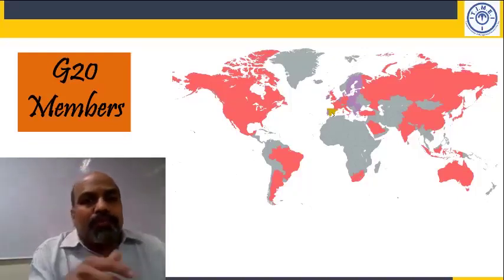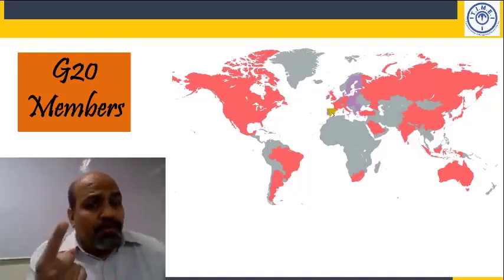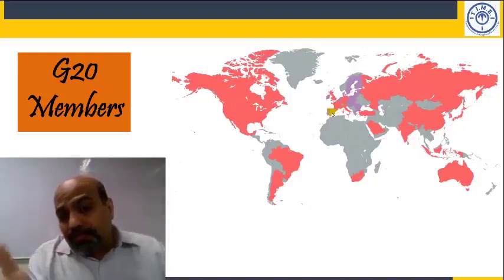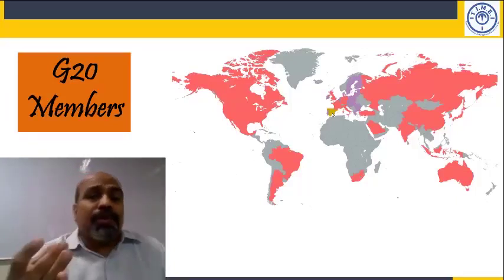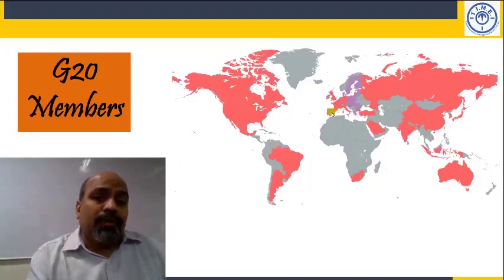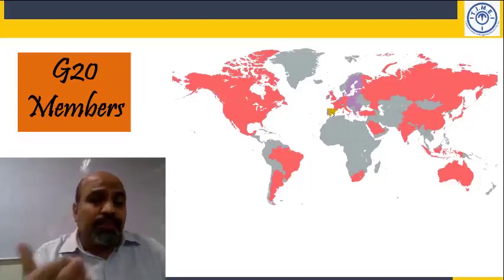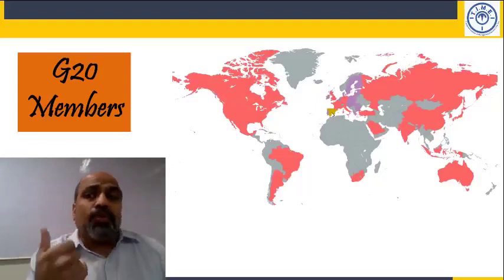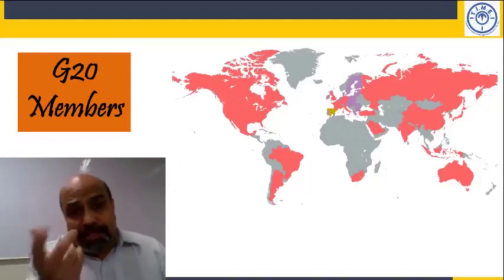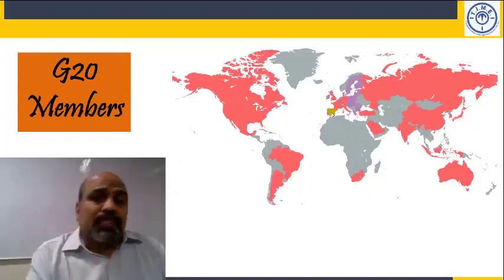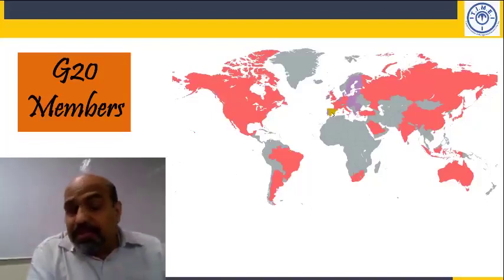So to repeat, among nations, there is only one permanent invitee, Spain. The others are heads of the World Bank Group, IMF, International Labour Organization, World Trade Organization. You have World Health Organization, you have the OECD, you have the Financial Stability Board, then New Partnership for Africa's Development. So plenty of things have come in there.